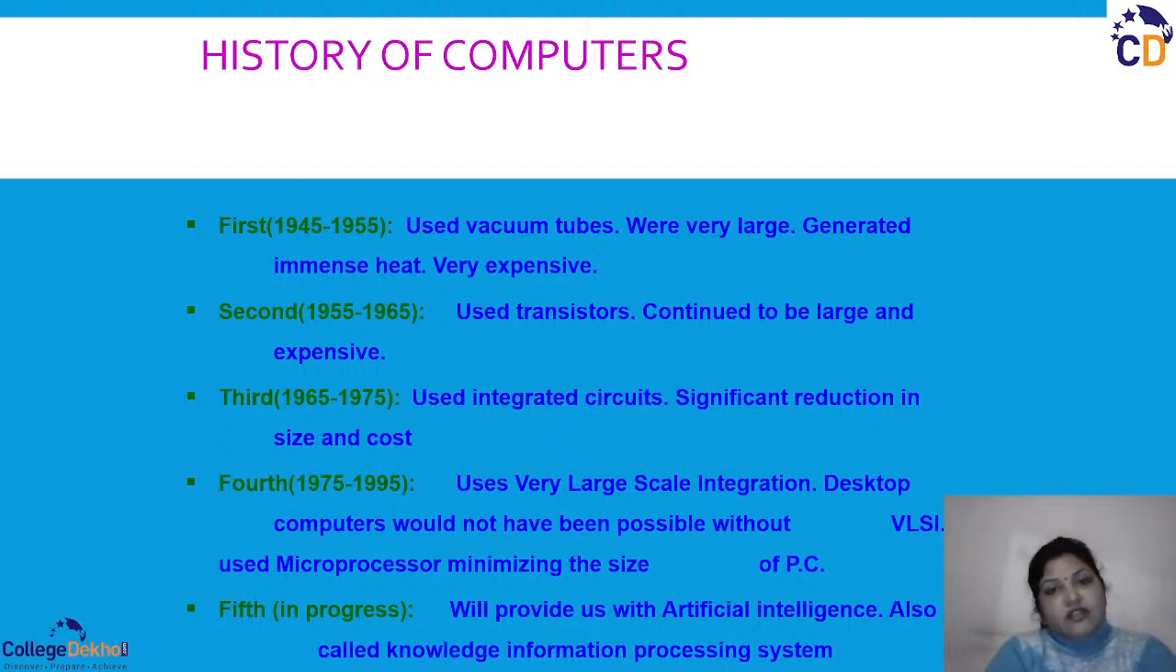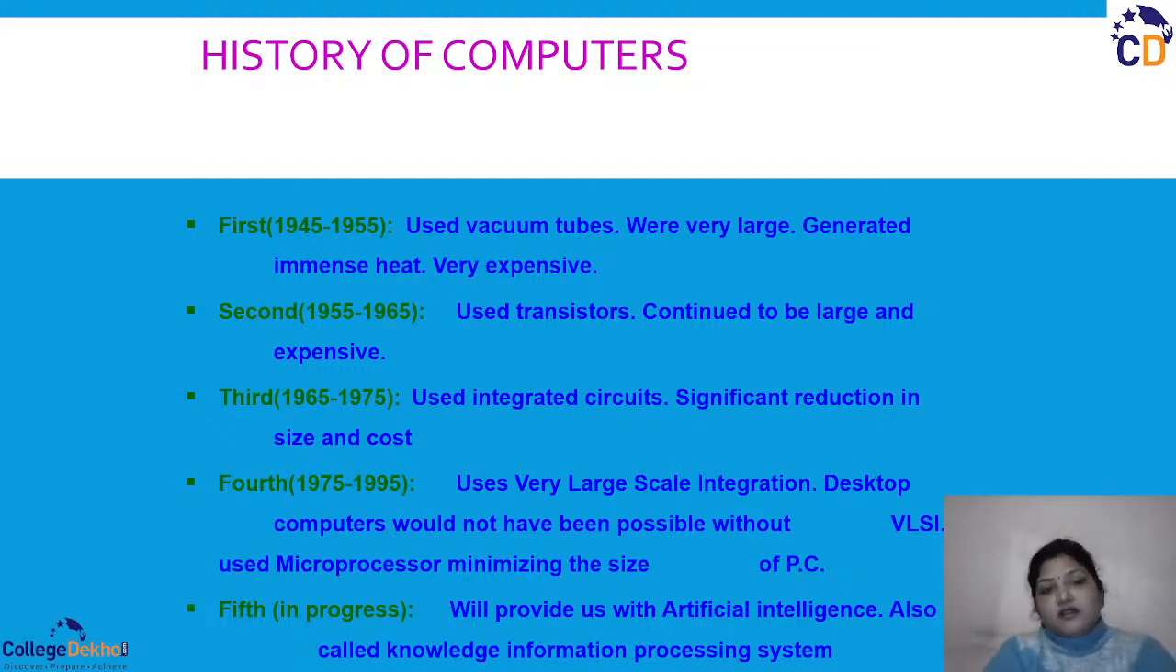After vacuum tubes, transistors came into the picture. That is the second generation of computers, between 1955 and 1965, when we were using transistors. And obviously it was for storing large amounts of data. They were also very large, so they needed some space, right? And again they were expensive.